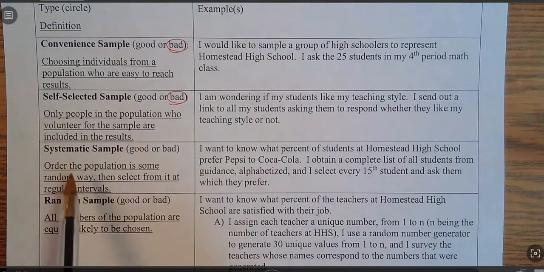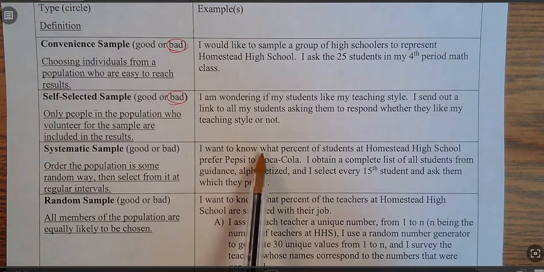Systematic is ordering the population in some random order and then selecting from it at regular intervals. You follow some rule of thumb, like you're going to take every 5th person, every 8th person. You're going to follow some rule to get regular intervals of people.